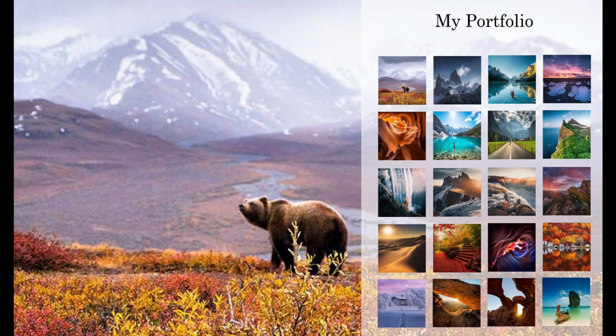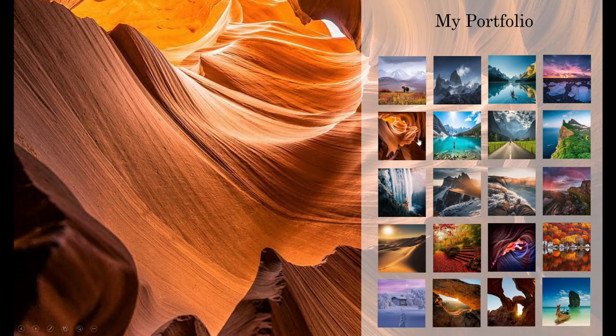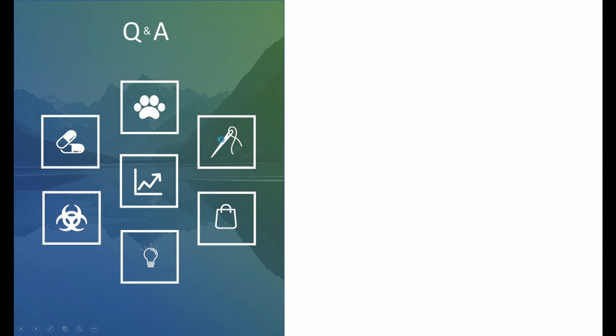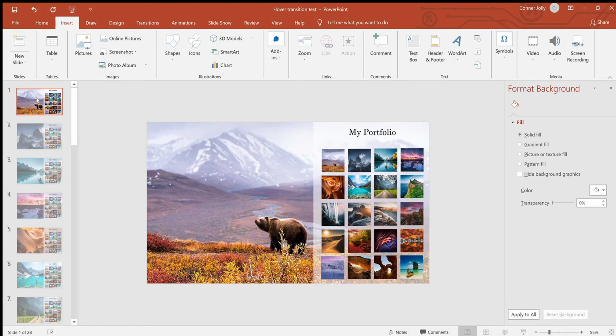Hey guys, today I wanted to show you how to make a picture hover and click transition. It's pretty simple. If you want to show off a portfolio like this, you can have one central spot to make transitioning a lot easier. Or if you want to have a Q&A like this, where you hover over and it will give you the Q&A.